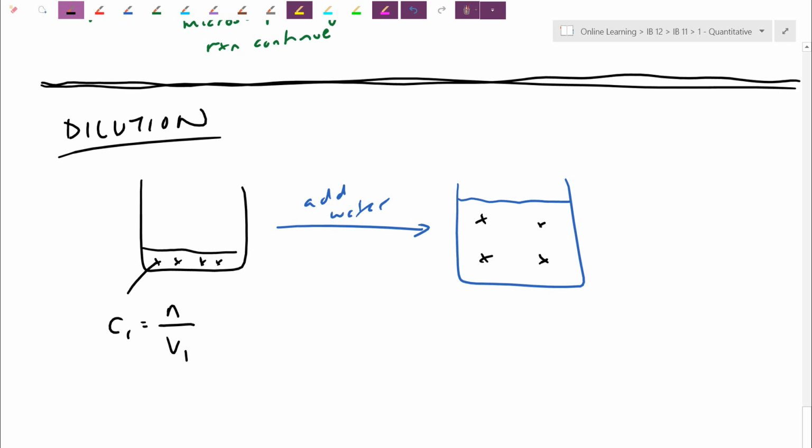So whatever moles I actually had before, if I had 4 X's before, let me label this better. These X's refer to the moles of particle. These are my number of swimmers. All that's happened is the number of swimmers stays the same. We can use that to our advantage. During a dilution, the moles remain constant.